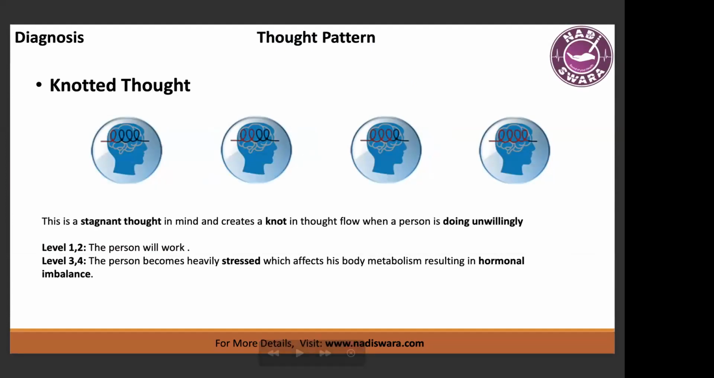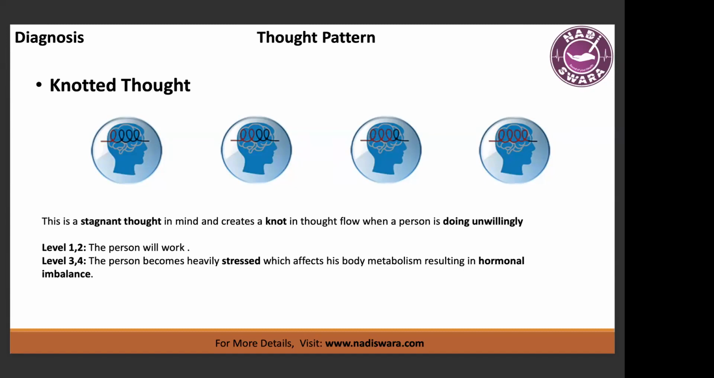So another thought is very, very important. It's a knotted thought. If the thought is at the first and second level, it is indicating that the thought is with fire, meaning the person is doing things passionately. But if anybody has a knotted thought at the third or fourth level, that is indicating that they are under stress. They're doing something unwillingly.